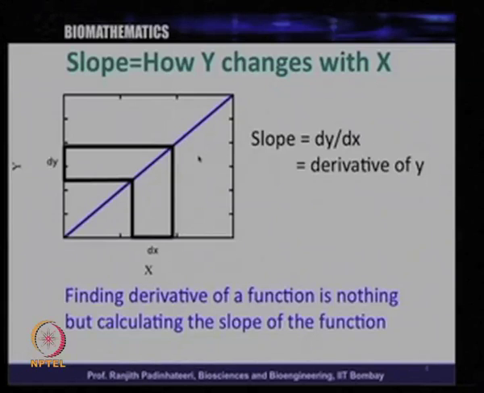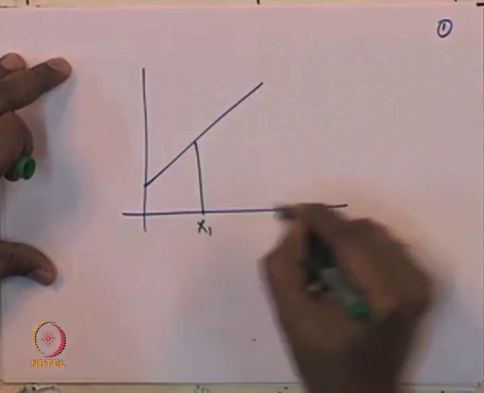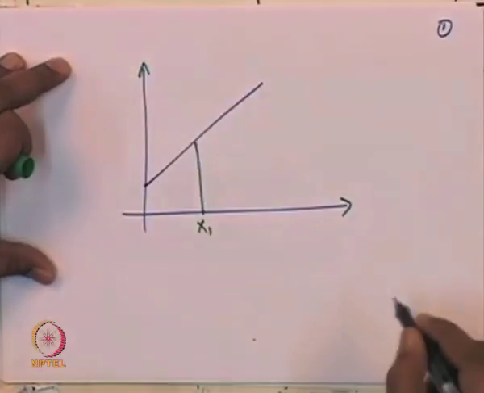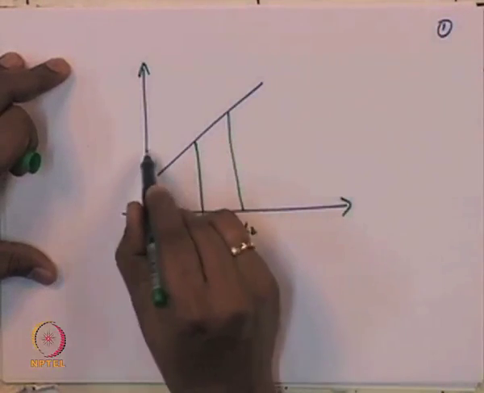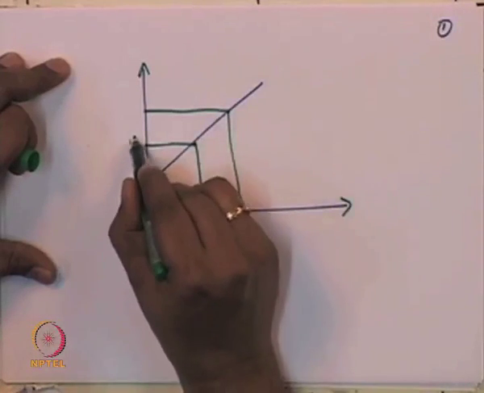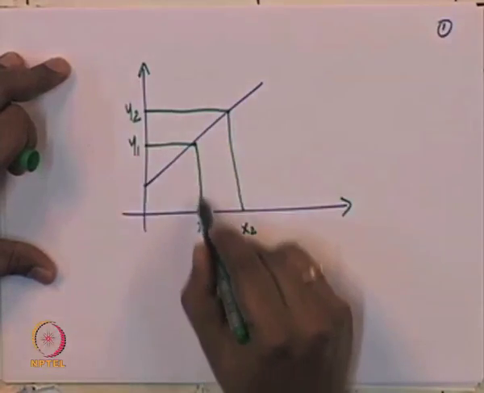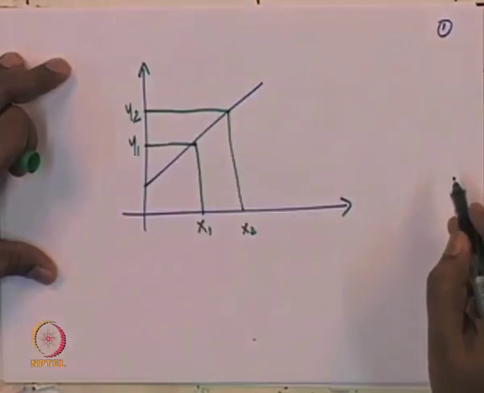We had some function. Let us plot it here. We had some function which was linear, and we wanted to get the derivative. So, we took some point x1 on the x axis, and another point x2, and we calculated the corresponding y points. This is y1 and y2. For x1 there is a corresponding y point y1, for x2 there is a corresponding y point y2.